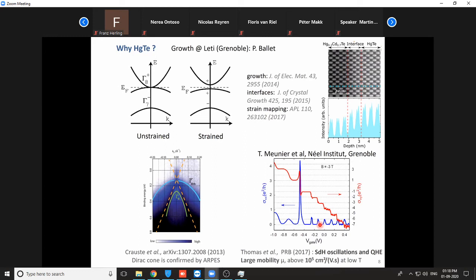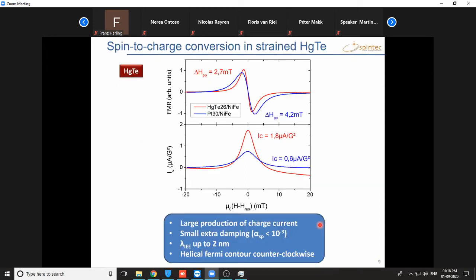And so one interesting thing also to mention in this material is that we have a very large mobility, close to 500,000 at low temperature. Just to show you the first interest of this material, I just compare here the spin pumping experiment with a nickel iron layer deposited on the mercury telluride and compare with a platinum. The platinum is the blue curve.